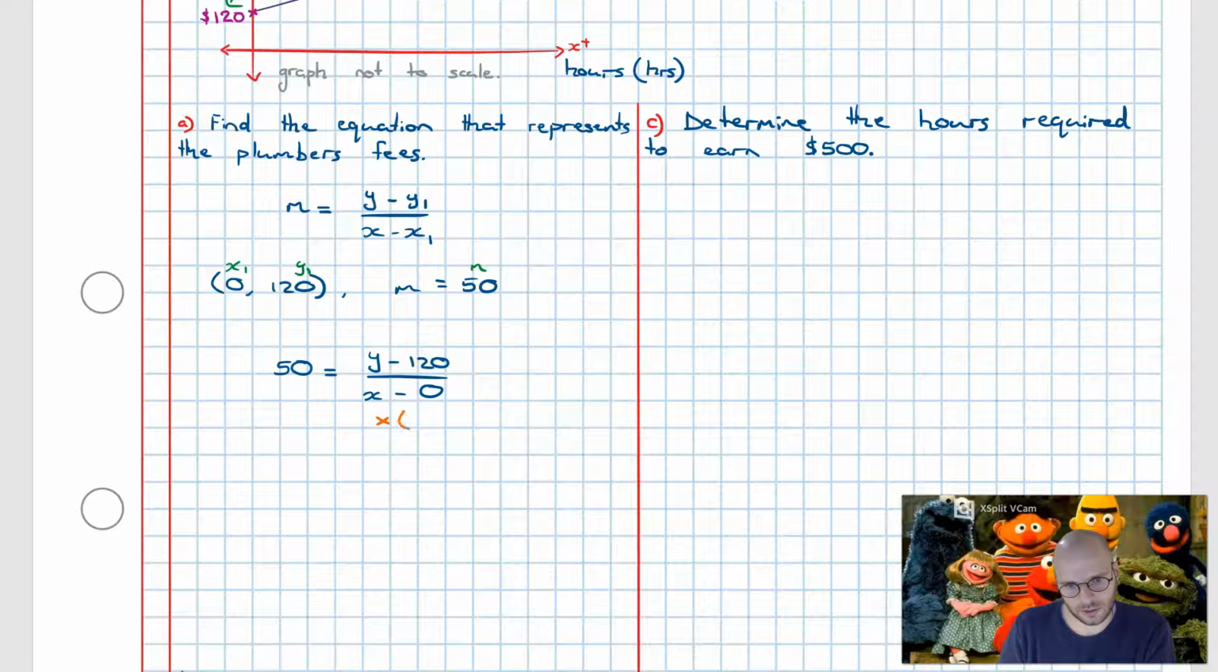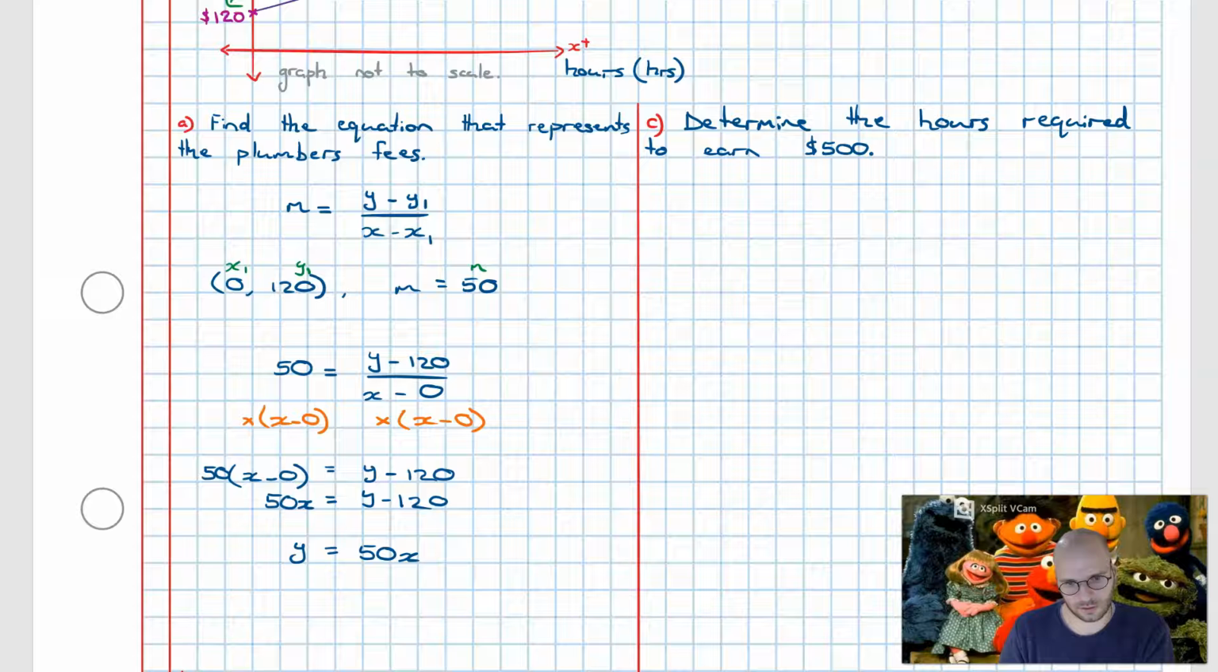Breaking this out, we're going to times both sides by x minus 0. Following this down, we're going to get 50 multiplied by x minus 0, then we're going to get y. Breaking out the brackets, we're going to get 50x, then take 120. And then solving for this, we're going to get y is equal to 50x plus 120.